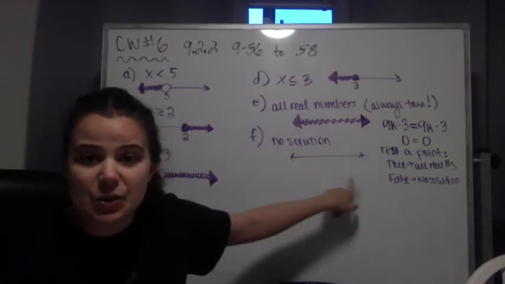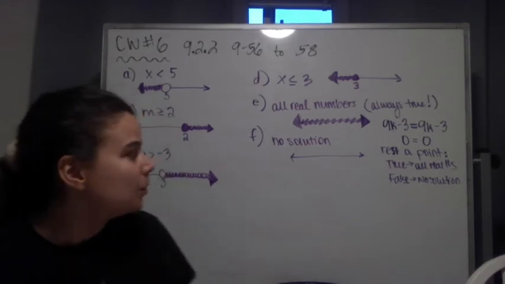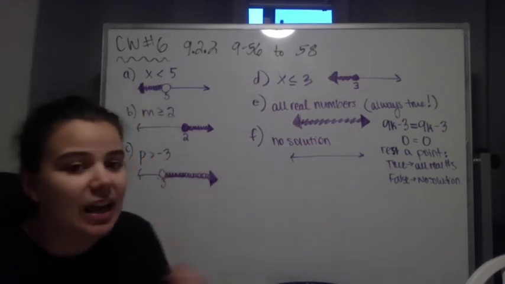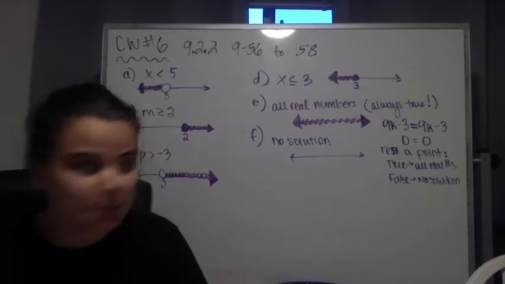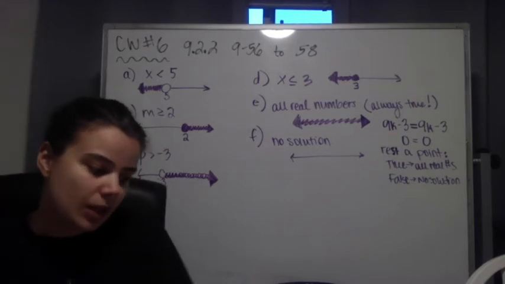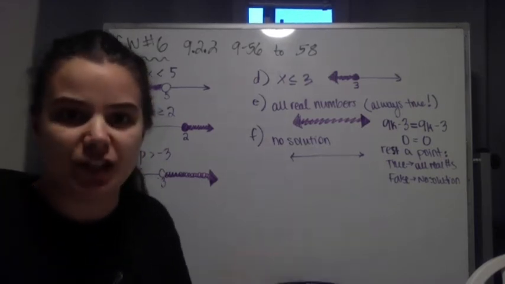Whereas in the second case, you also get something like 0 equals 0, or 1 equals 1, whatever it was. But if you test a point, it's not true. So that means that there is no solution. That's all for 9-56. Let's move on to 9-57.